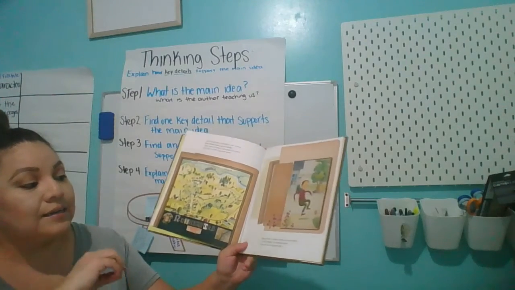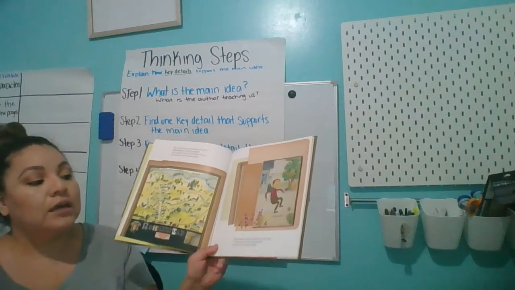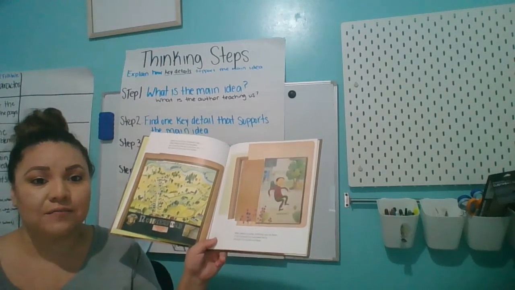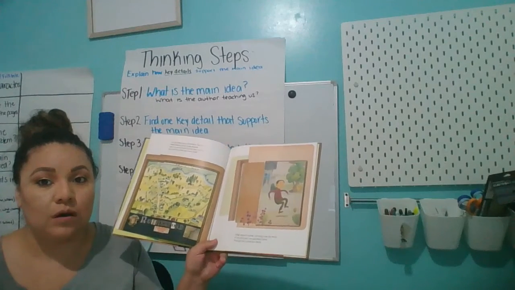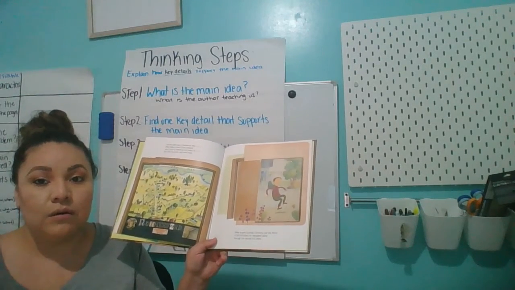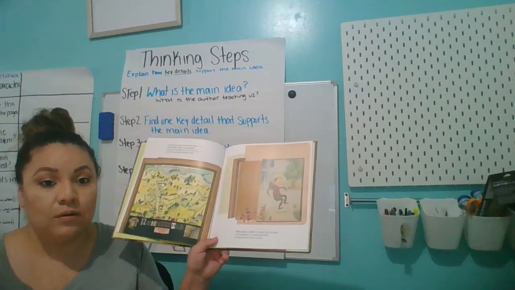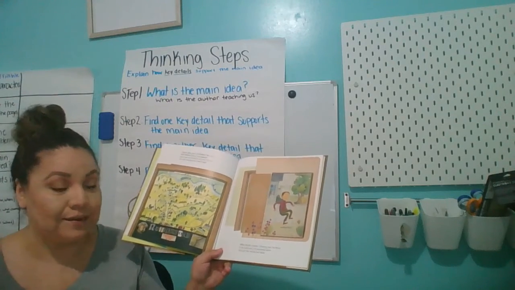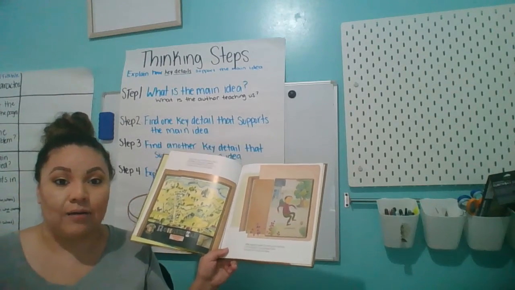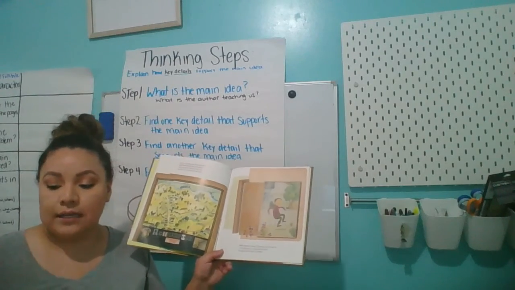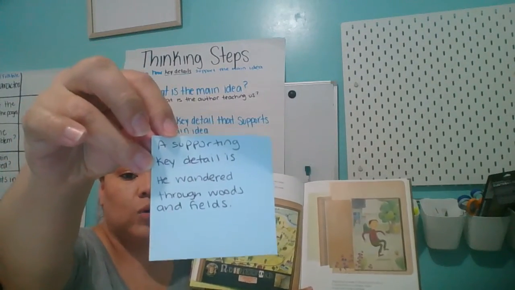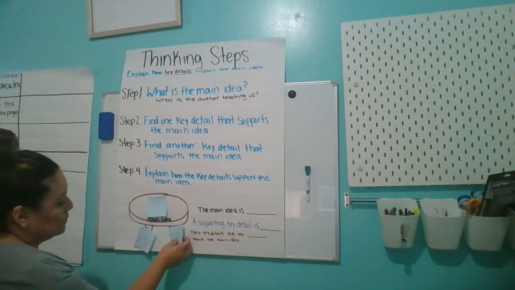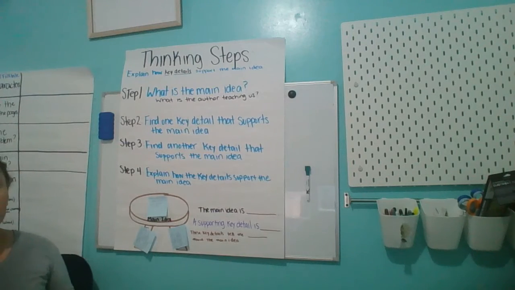Willie stayed outside. Climbing over the fence in his backyard, he wandered alone through the woods and fields. Well, the woods and the fields are outside, and he liked to wander alone in those places. So that tells me that he also loves to be outside because he likes going to the woods and fields, and those places are outside too. So another key detail is that he wandered through the woods and fields. That detail supports my idea that Willie loves to be outside.